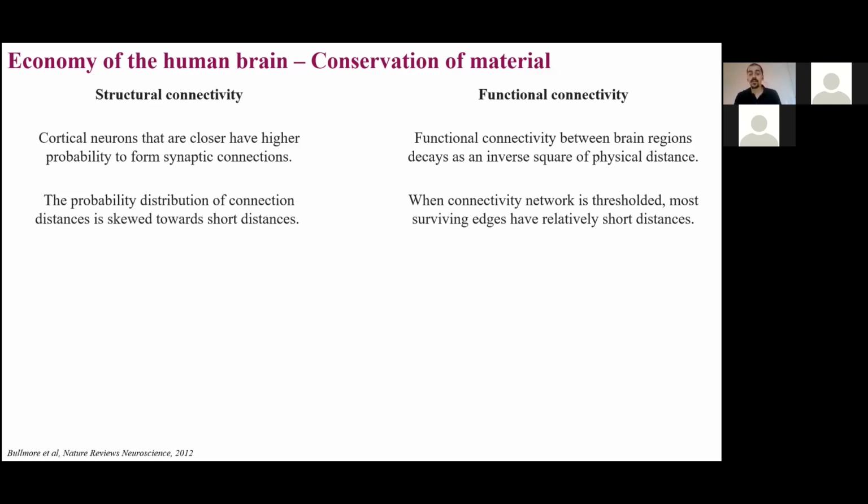And finally, if you remember that you could threshold the connectivity network, once this connectivity network has been thresholded at sufficiently higher thresholds, it has been noticed that the most surviving edges actually have relatively short physical distances. So therefore, we see here that the basic principle of this conservation of material is shown in such a way that short distances have very minimum wiring cost, and therefore they tend to occur more in the brain.